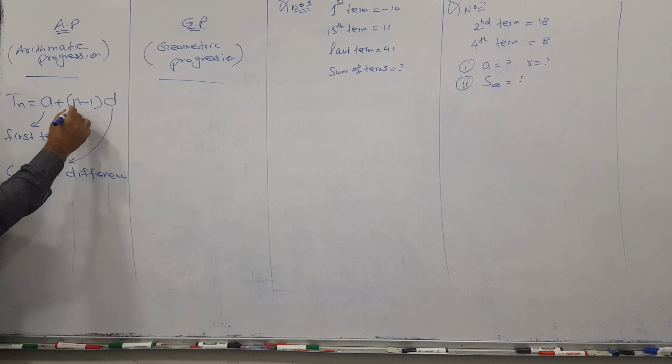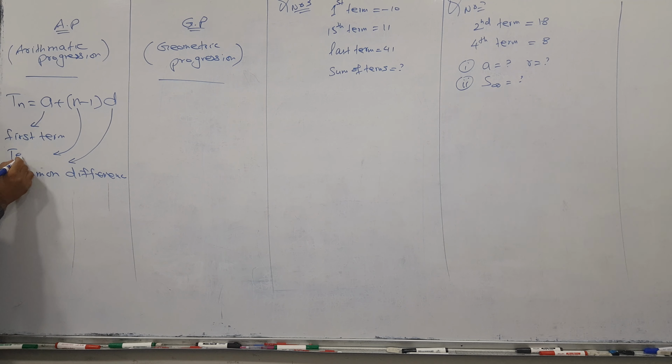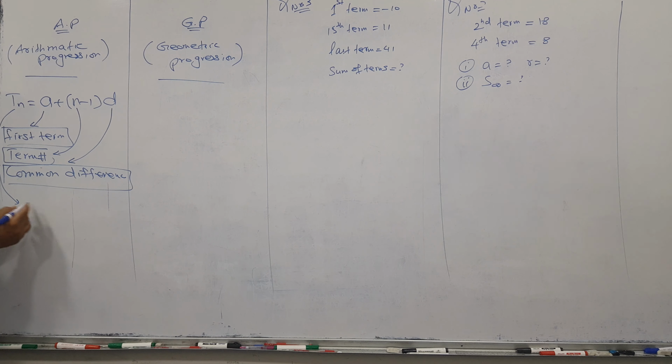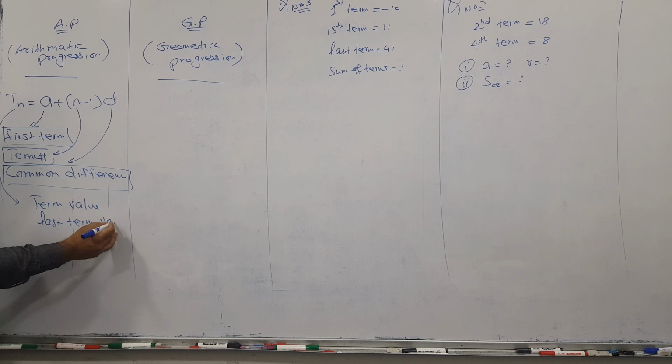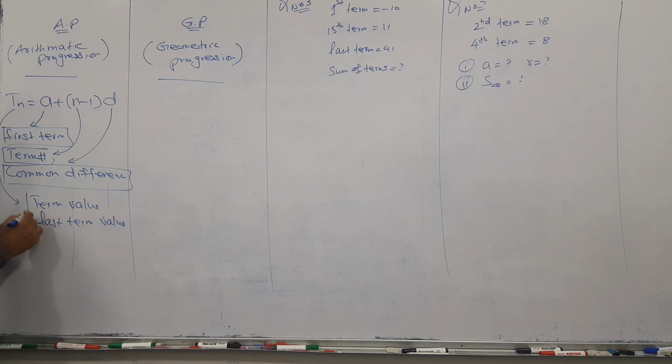And n is called the term number. I hope these three parts are clear to you. The last thing is Tn. Tn stands for term value, or sometimes it's called last term value, or a particular term value. It depends upon the situation.